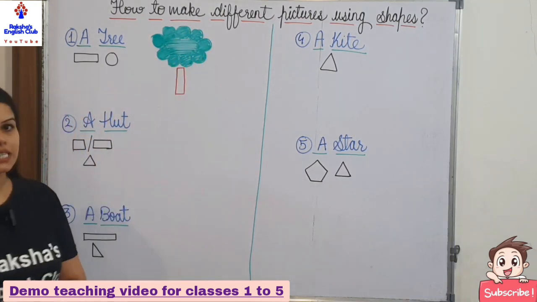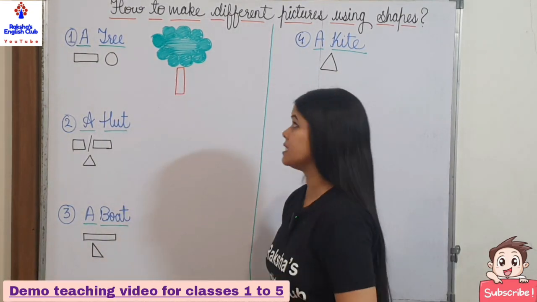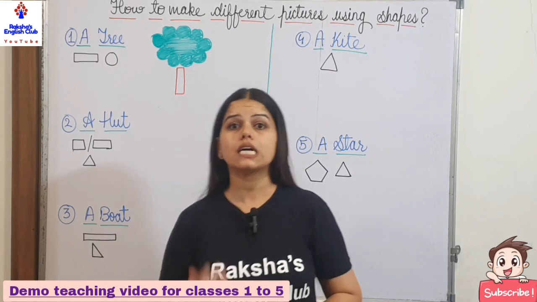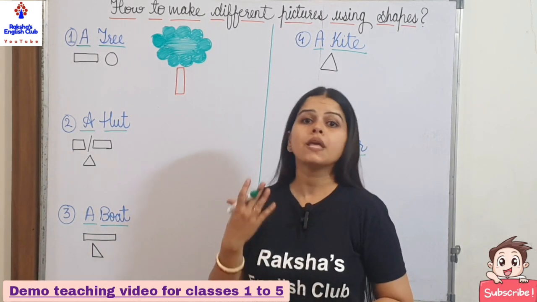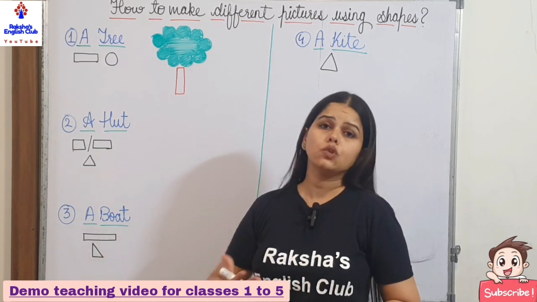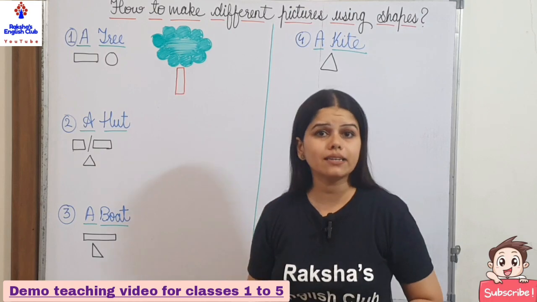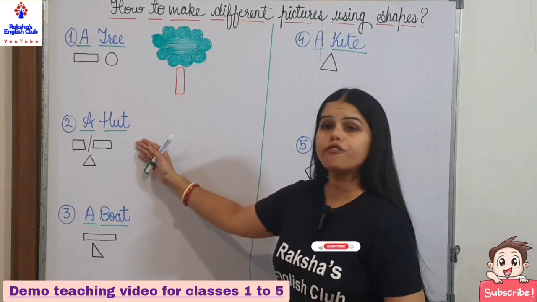Tree. So isn't it easy? Or you can make your class interesting. Yes, it can be done with the help of colors, or you can take pieces of paper, cut them in different shapes, and then you can make the class more interesting by doing an art and craft activity. Now our next picture is going to be of a hut.